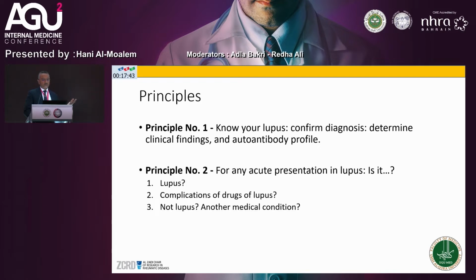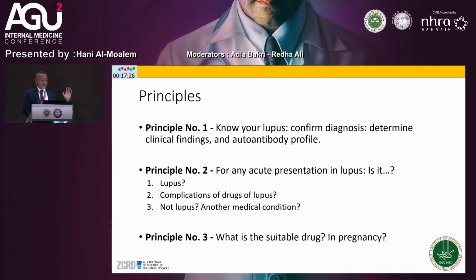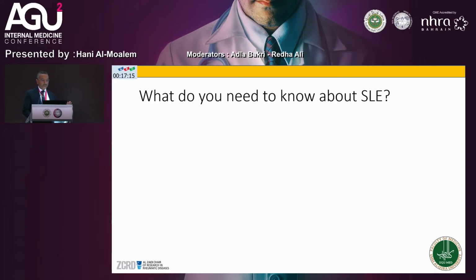So principle number two: for an acute presentation, you have to determine, is it lupus, or complications of drugs of lupus, or other things not related to lupus? And I'll mention a few examples as the presentation proceeds. And the last principle: what is the suitable drug for lupus? And in pregnancy, what is the suitable drug? So if you know these principles, you know all that you need to know about lupus as an internist or as a primary care physician. Okay, so these are the slides. This is the summary that I want you to master by the end of this presentation.